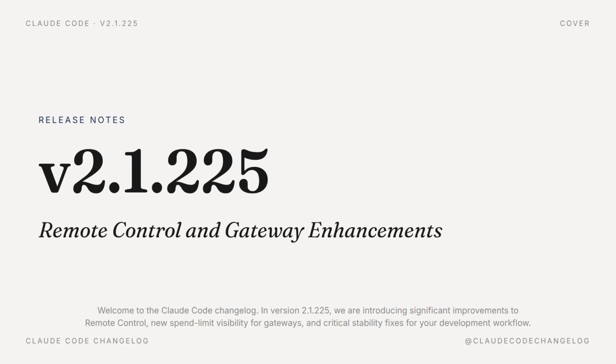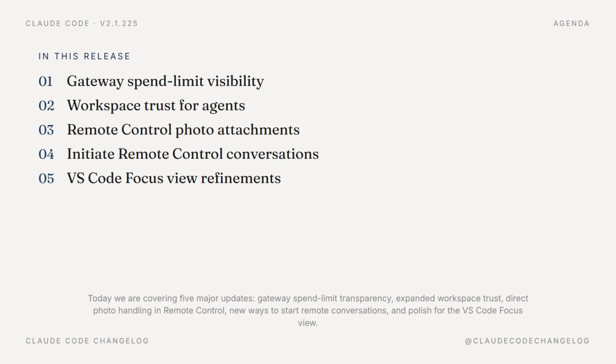In version 2.1.225, we are introducing significant improvements to remote control, new spend limit visibility for gateways, and critical stability fixes for your development workflow. Today, we are covering 5 major updates: gateway spend limit transparency, expanded workspace trust, direct photo handling in remote control, new ways to start remote conversations, and polish for the VS Code focus view.